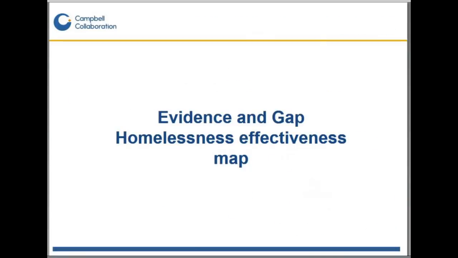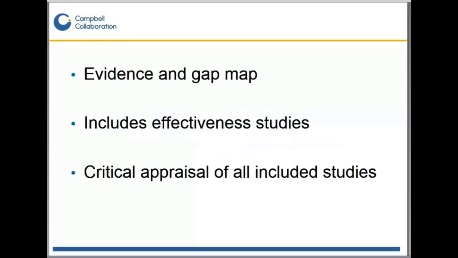The next example is a homeless effective map. So this is a more standard map where we've looked at homelessness, primarily in developed countries. We're doing this for the What Works Centre for Homelessness Impact in the UK. And so it's looking at effectiveness studies, impact evaluations and reviews. And the innovation was we did critical appraisal of all included studies.